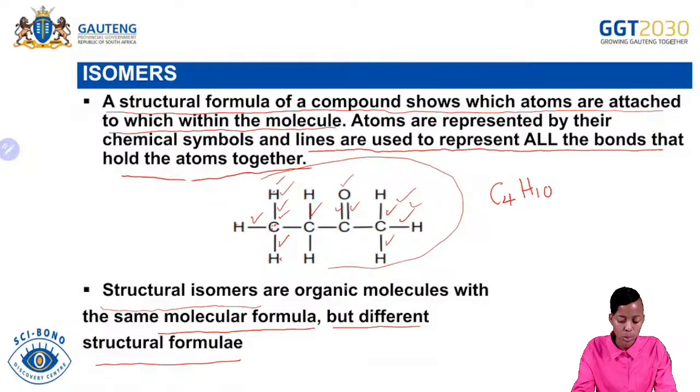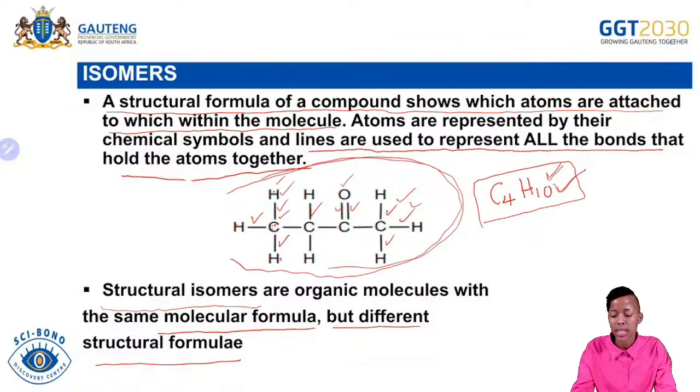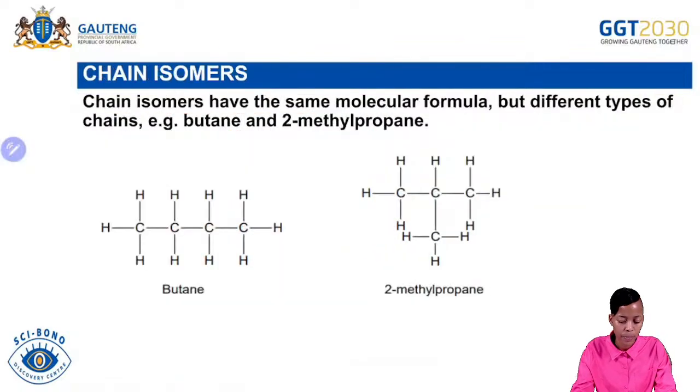So the definition says they are organic molecules that have the same molecular formula. It means that if you check the molecular formula of the two structures, they are going to be the same. This one represents the molecular formula, but they'll have different structures. When we are speaking of a structure, we are speaking of this one here.